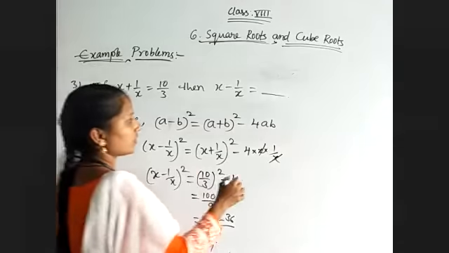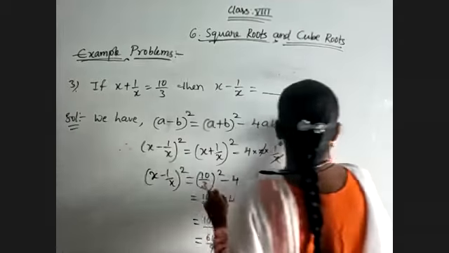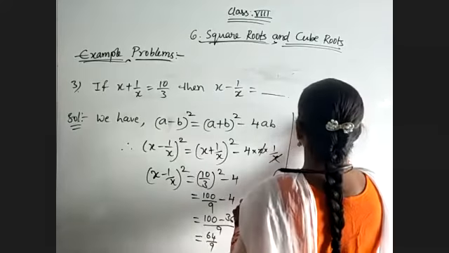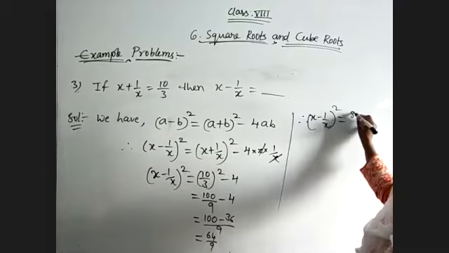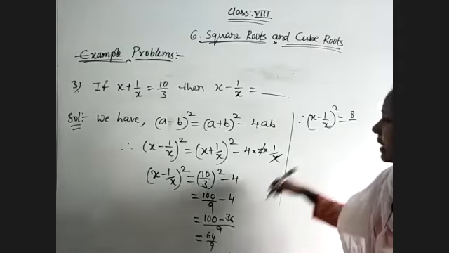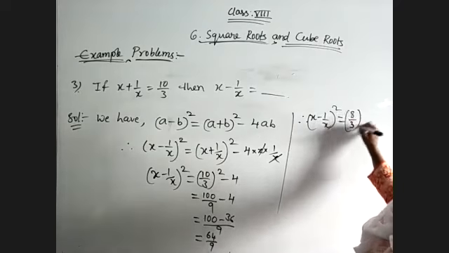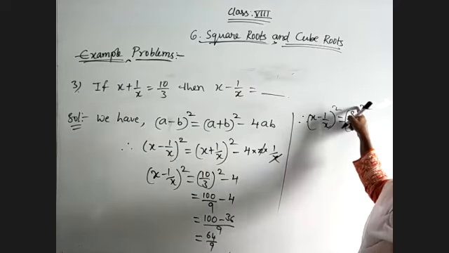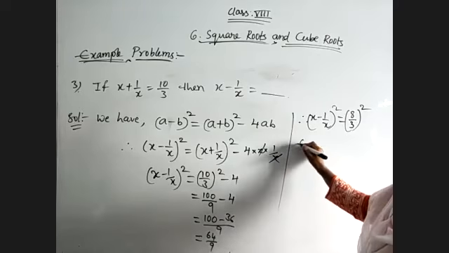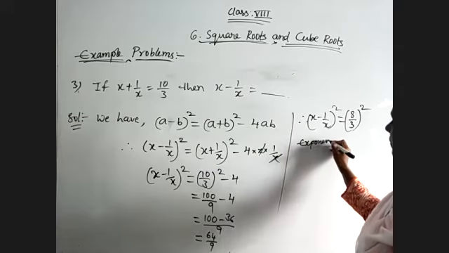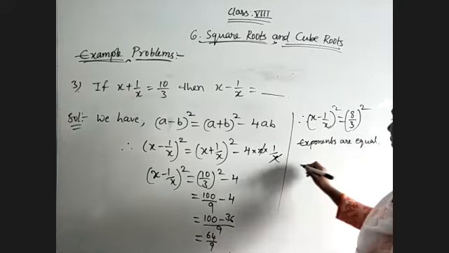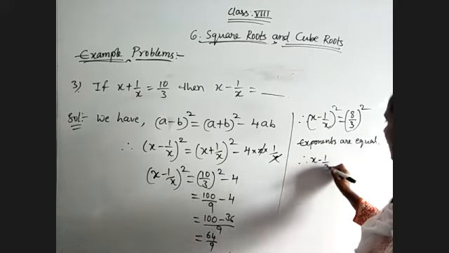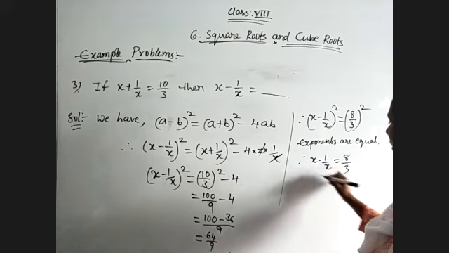And we have, therefore, x minus 1 by x whole square is equal to 64, which we can write as 8 square, and 9 we can write as 3 square. So 8 by 3 whole square. Now exponents are equal, therefore base is also equal. Therefore x minus 1 by x will be equal to 8 by 3. That's it.